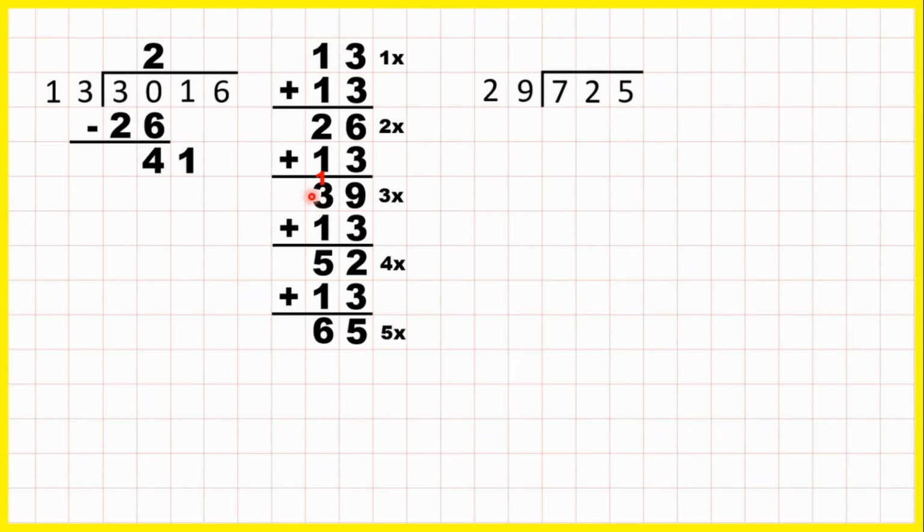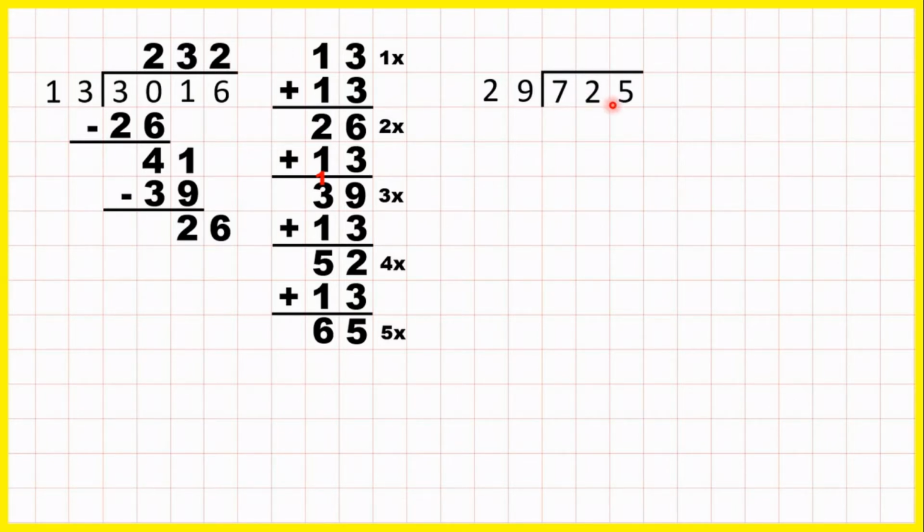Now 39 is the closest number to 41 that's still less than 41, so we write 39 underneath, and because that's 3 times, we write 3 in our answer line. Now we subtract. 41 minus 39 is 2, and we bring down the 6, so we have 26 divided by 13. We can see that that's exactly 2 times, so we have 2 in our answer. So 3016 divided by 13 is 232.